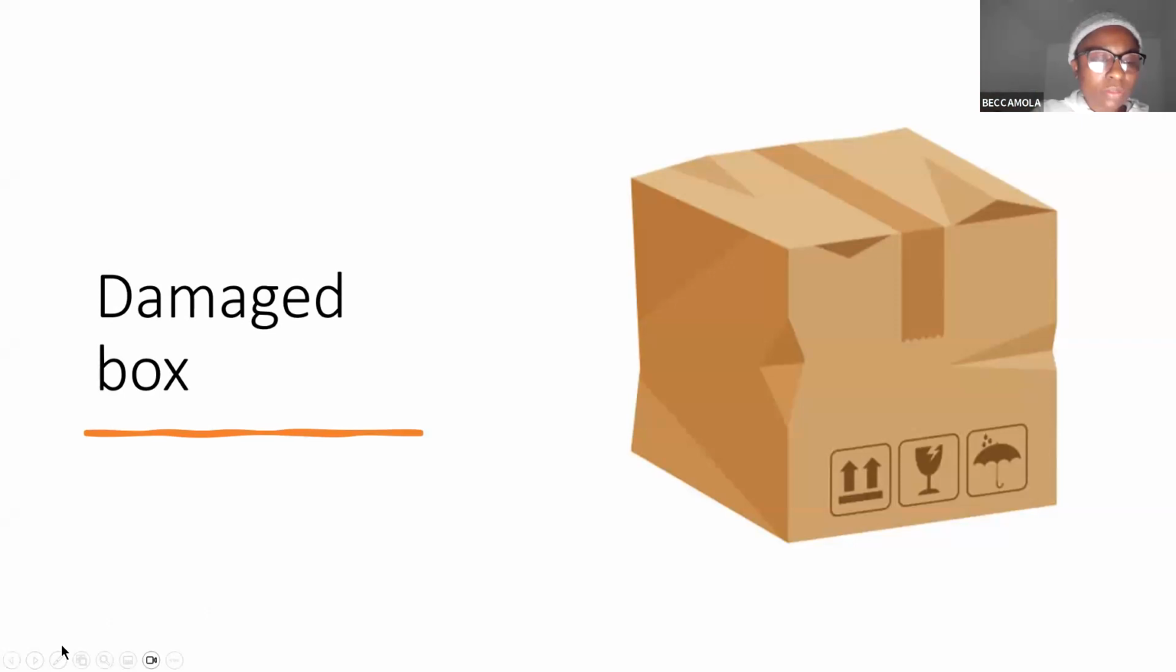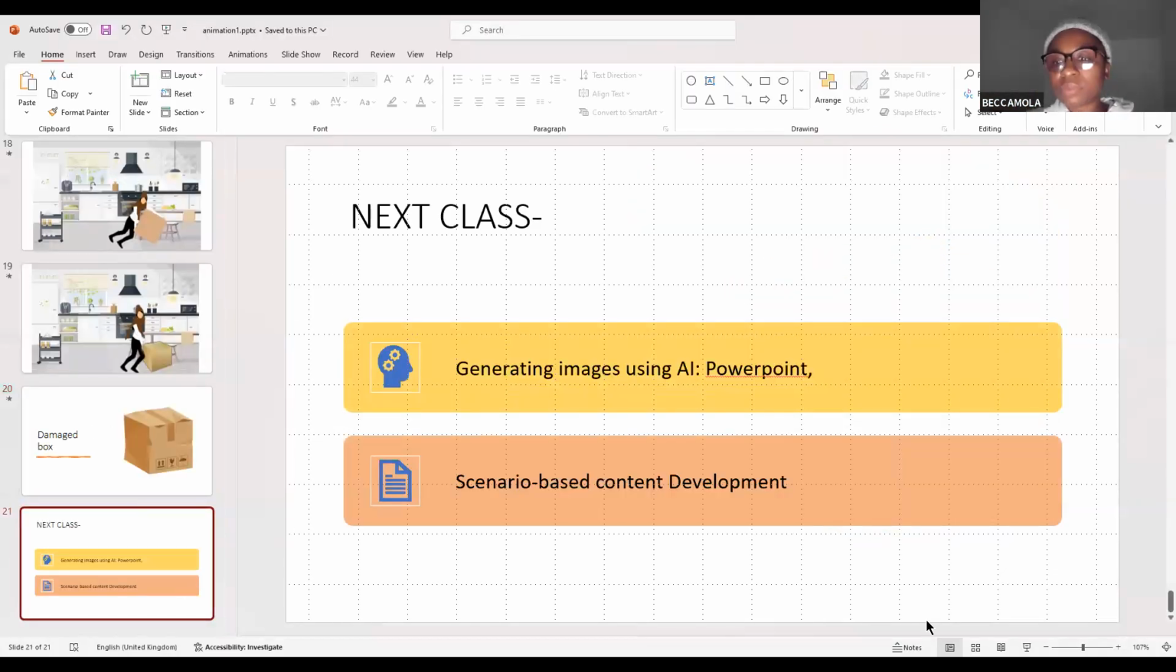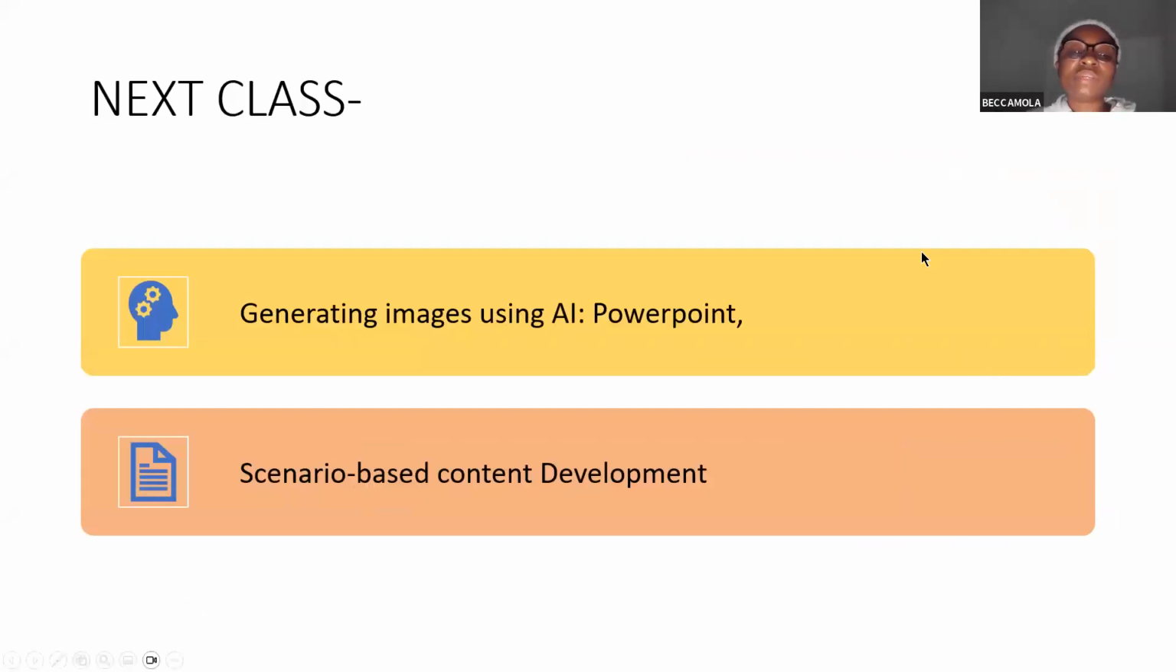So, escape. So next class, two things that we're going to be doing. We're going to be generating images using AI on PowerPoint and then other software, other applications where you can get AI images free of charge. And they will create our actual scenario based on the storyboard that we created today. That'll give us our complete e-learning content.